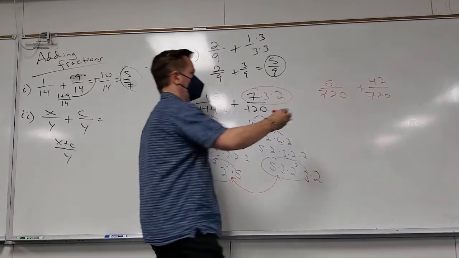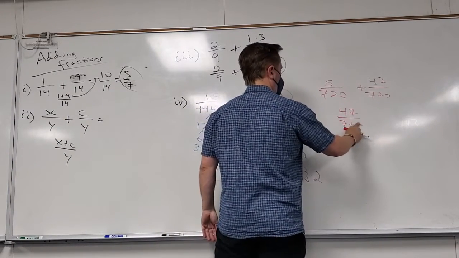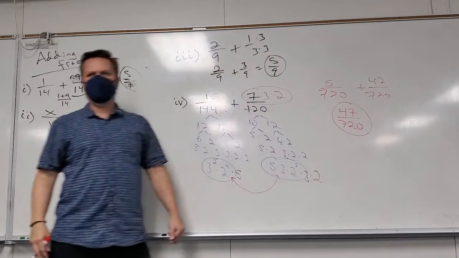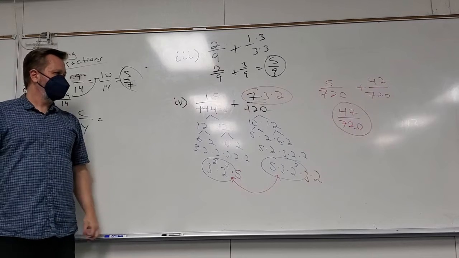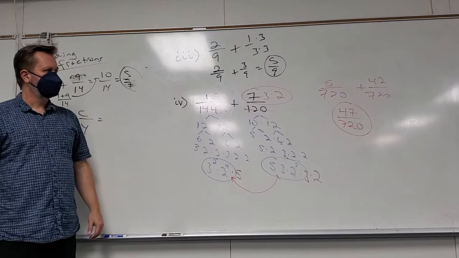Right? So what do I get? 47 over 720. I'm pretty sure 47 is prime, so that can't reduce no matter what. Well, I'm pretty sure 47 does not go into 720. I'm reasonably certain.